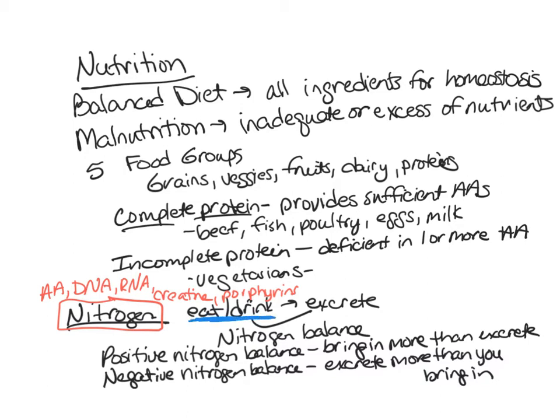You want to make sure that you're eating and drinking as much as you're excreting. You don't want to be in a positive nitrogen balance or a negative nitrogen balance. You really want that nitrogen to be balanced out. The only time you would want a positive nitrogen balance would be if you had a person that was an athlete who needed more nitrogen, or a pregnant woman who needs more nitrogen, or even a growing child. These are all examples of when you would want to have a positive nitrogen balance where you're bringing in more than you are excreting.